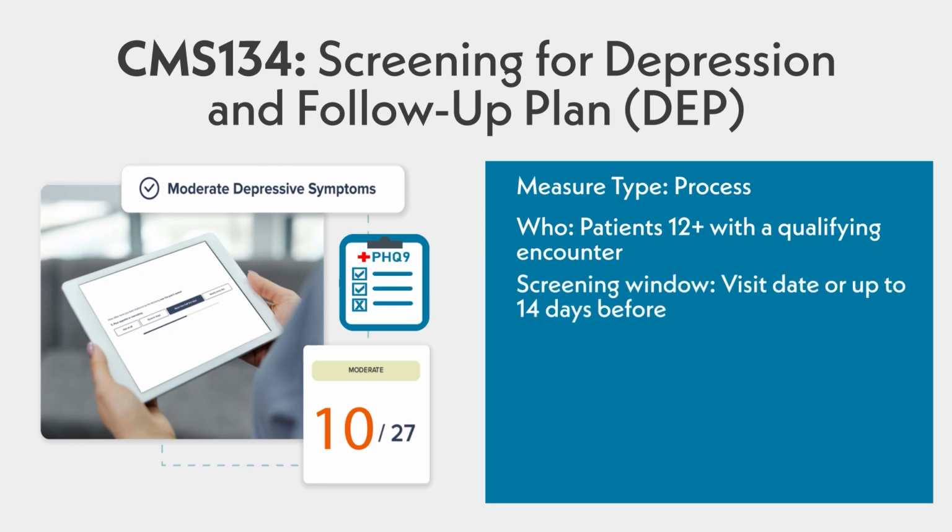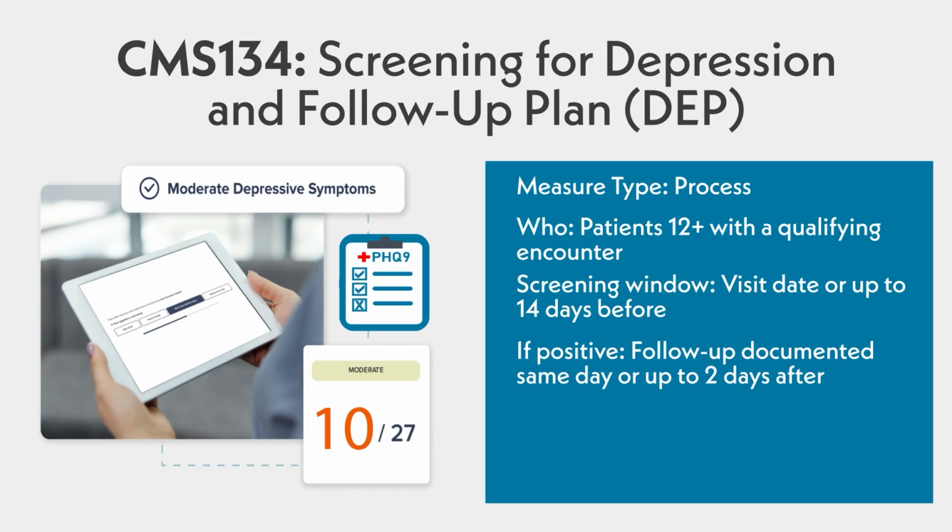First, the patient must be screened for depression using an age-appropriate standardized tool either on the date of the encounter or up to 14 days before the encounter. Second, if the screen is positive, there must be evidence of follow-up. Follow-up must be documented on the date of the encounter or up to 2 days after the encounter.